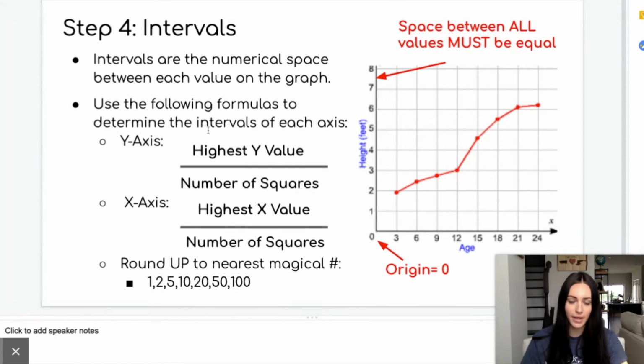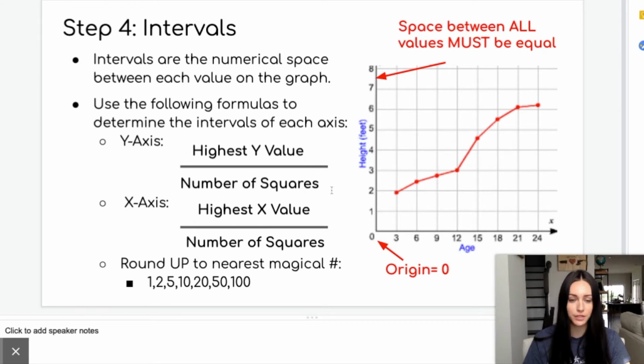For your y-axis, you're going to find your highest y value from your data set and divide it by the number of squares available in your graph. For the x-axis, it is the exact same formula, except here you're going to choose your highest x value instead and divide it by the number of squares available on that axis.